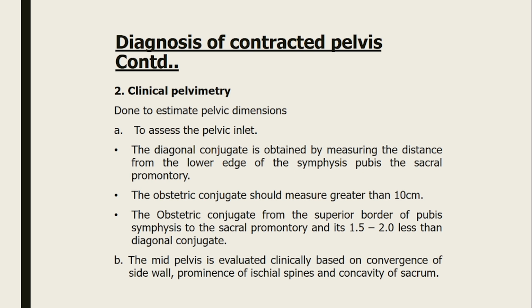In assessing the pelvic inlet, we talk about three conjugates: the diagonal conjugate, the obstetric conjugate, and the true conjugate. The diagonal conjugate is obtained by measuring the distance from the lower edge of the pubic symphysis to the sacral promontory. Usually, this distance should be at least 12 centimeters or thereabout.